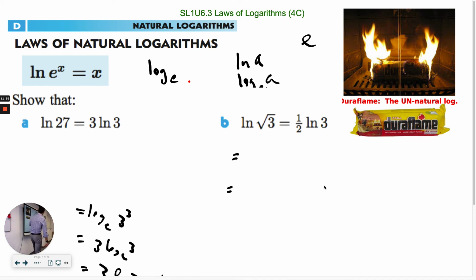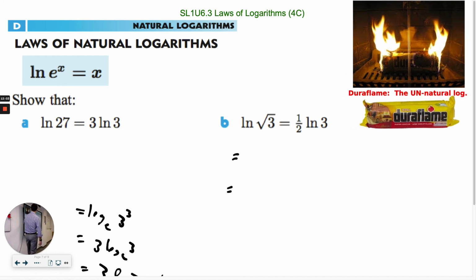So there's a natural log because they use the natural base e. I don't know if you've ever seen these, but it's like sawdust and compressed sawdust and wax, and you light them on fire in your fireplace and they burn really nicely. And they're called Duraflame. So that's like the unnatural log because it's not a real log; it's compressed stuff.